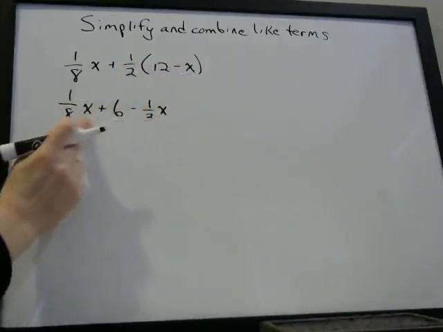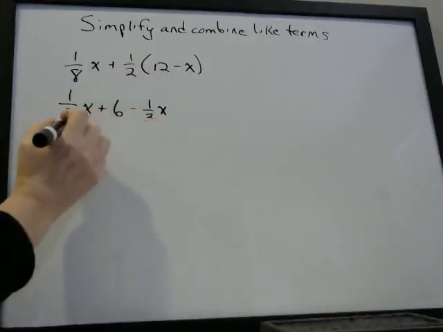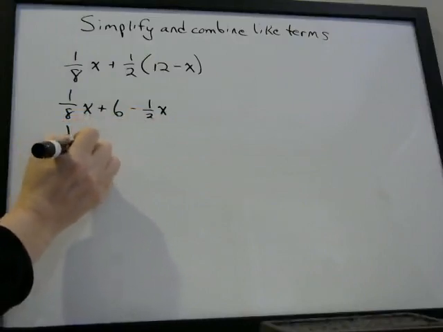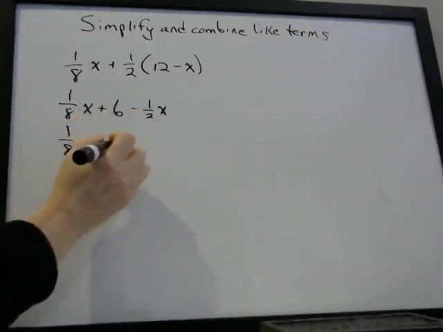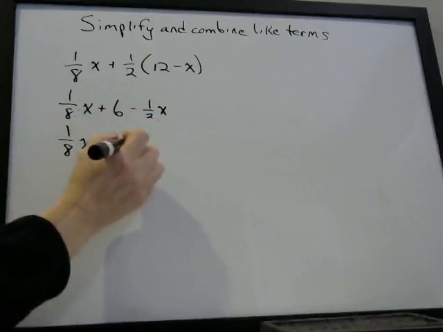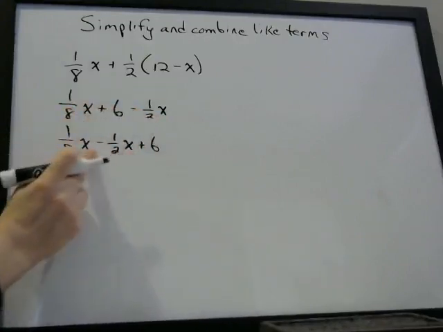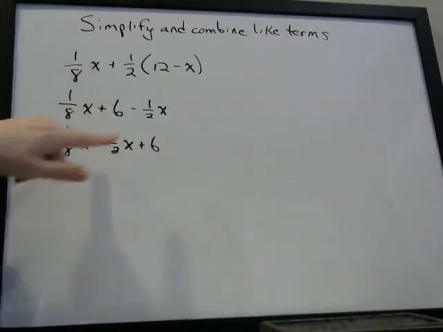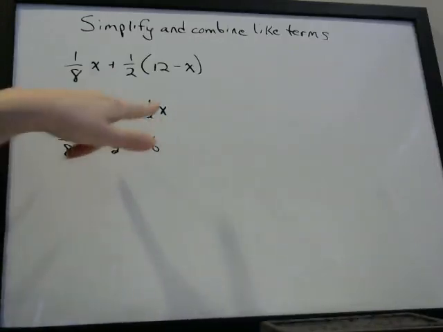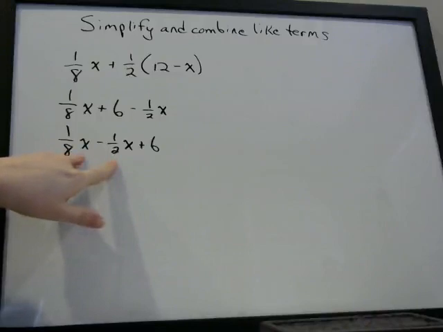So we're going to put like things together. 1/8 x minus 1/2 x plus 6. I just moved that over here so they're close to each other. You don't have to do that. I mean, you can just look at it and do the math, but sometimes it makes it easier for people to see them when it's together.